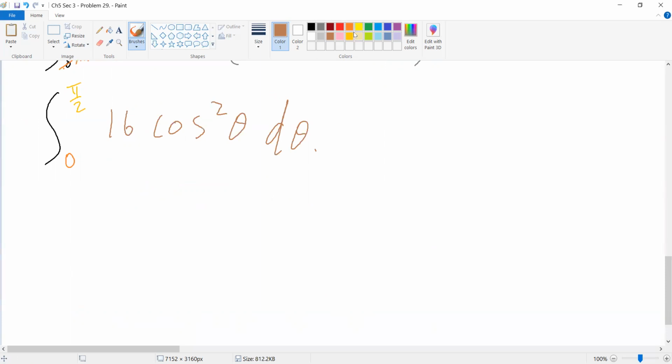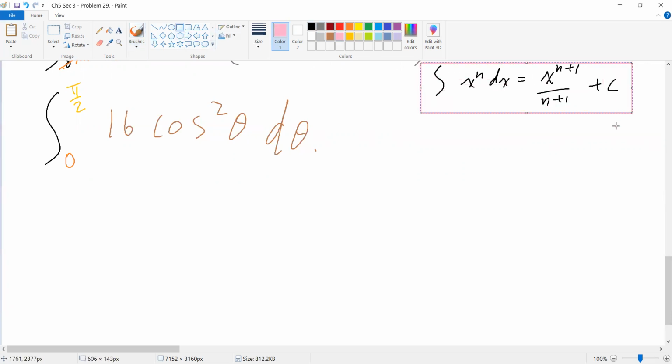So just to remind us, what is the reverse power rule? The reverse power rule really states that if you have the integration of x to the n dx, this is equal to x to the power of n plus 1 all over n plus 1 plus c. So this statement doesn't work because we are dealing with trig values now.